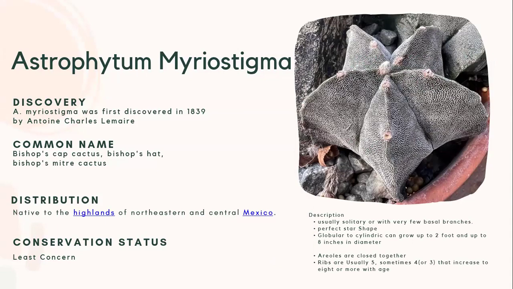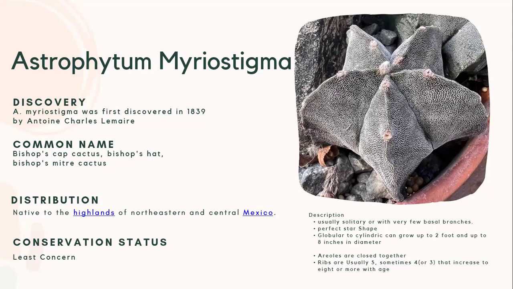Astrophytum myriostigma was discovered in 1839, and the common name for this species is bishop's cap. Distribution is in the highlands of northern and central Mexico. It's weird, because in cultivation we grow them in almost gritty soil, but in the habitat they're really growing into rocks. It's amazing how the plant does that. The conservation status is least concern, so this is still abundant in the habitat, which is good.